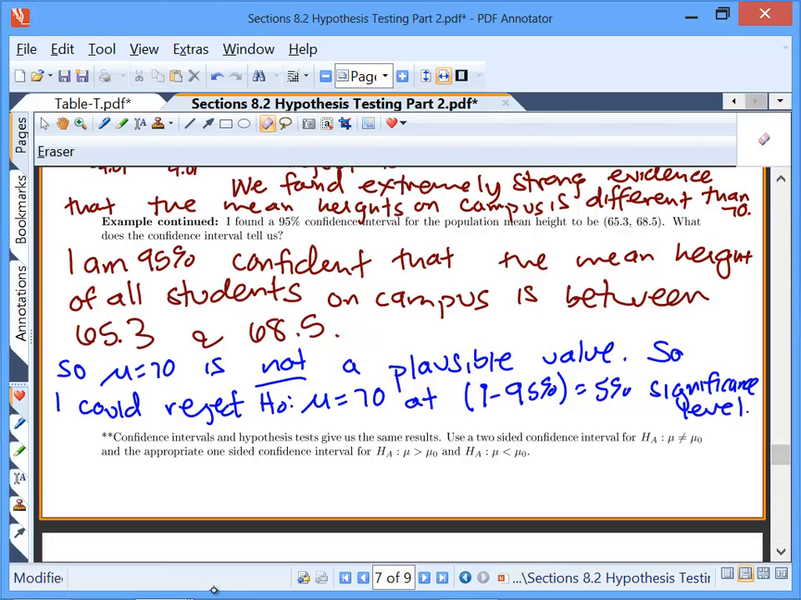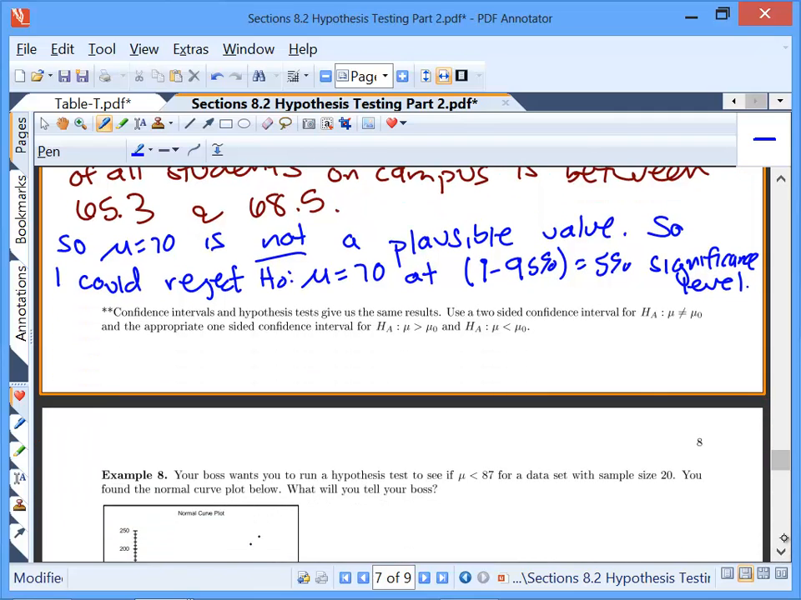Okay. So confidence intervals and hypothesis tests give the same results. You can use a two-sided confidence interval for mu is not equal to mu naught, or appropriate one-sided confidence intervals for a greater than or less than alternative hypothesis. You just need to make sure that if you want alpha to be 0.05, you use a 95% confidence level. If you want alpha to be 0.01, you use a 99% confidence level. That's why with the confidence levels, they were using the symbol alpha, and we didn't really understand it at the time. But it's because it does tie into hypothesis testing. So any questions there?